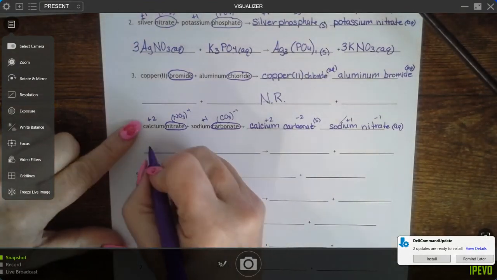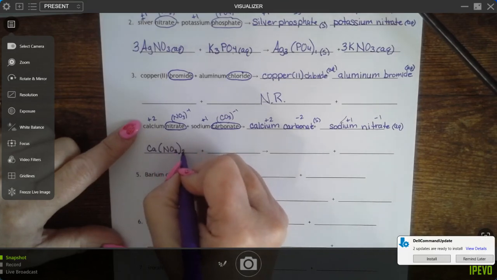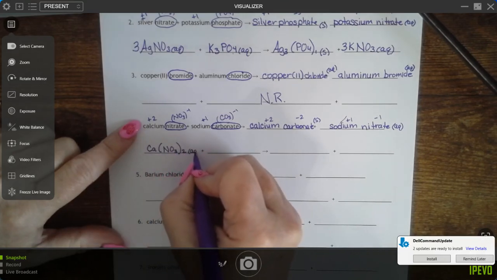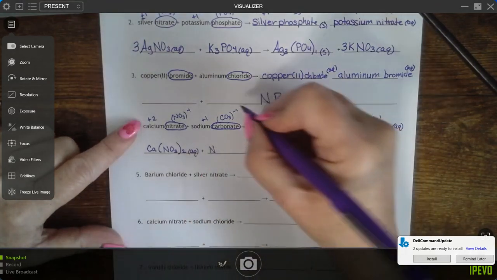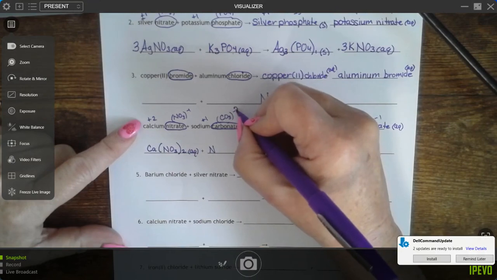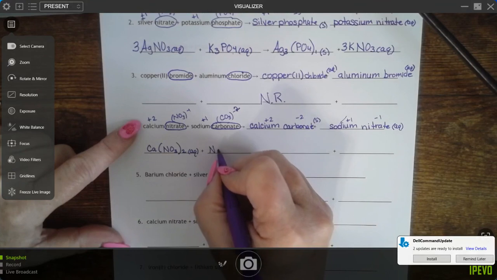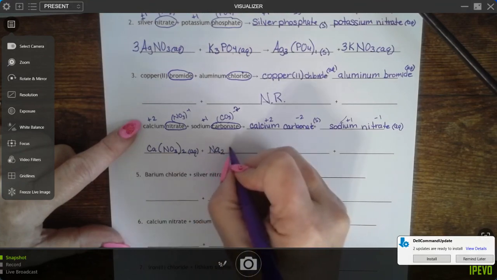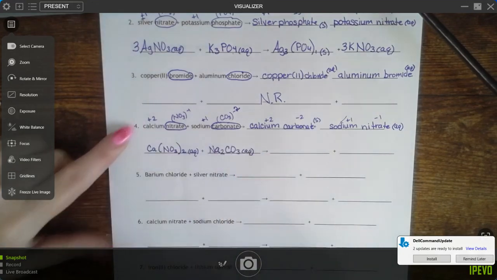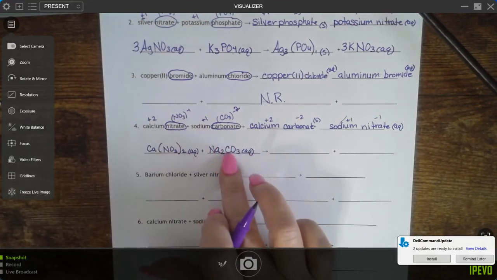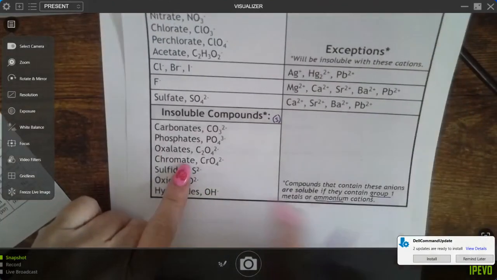Okay, so calcium, so Ca(NO3)2 aqueous plus, I made a mistake. Did anybody catch that? This should be carbonate as a -2 charge. That would have messed things up. So Na2CO3 aqueous. And you may be saying, wait, why is carbonate aqueous here? It just said it was always insoluble. So that's a good time for us to look at this rule.